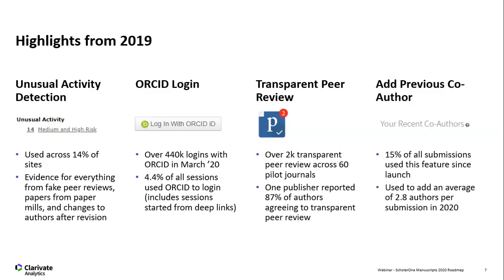And finally, this is a small feature, but one we thought is a quick win about simplifying the author experience by streamlining how you add a previous co-author. So showing you a list of recent co-authors and giving you an easy click button. 15% of all submissions use this feature in the first part of this year, which is quite a few.